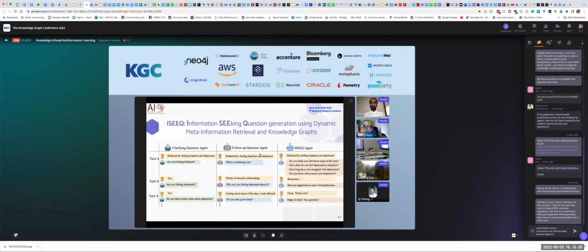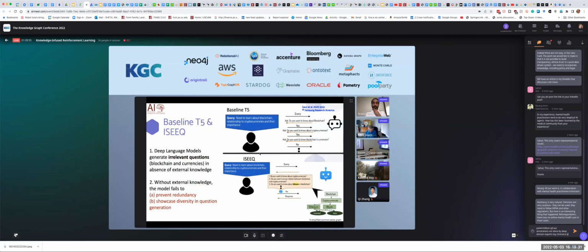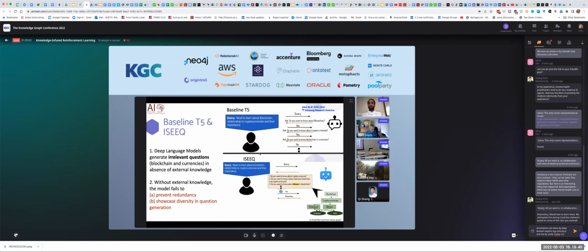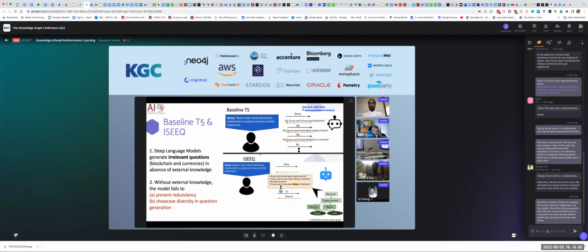So when we looked at this application in a very generic use case, definitely mental health care is one of the complicated use cases, but we want to test whether the system works in a very generic use case. So we took the baseline T5 model, which is much larger than ExcelNet, in a generative scenario, and we wanted to interact with the user. And the user's question was that the user wanted to learn about blockchain relationships to cryptocurrencies and their importance.